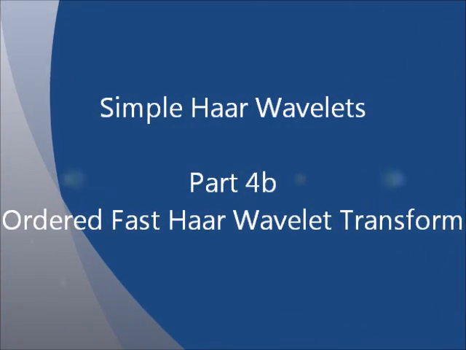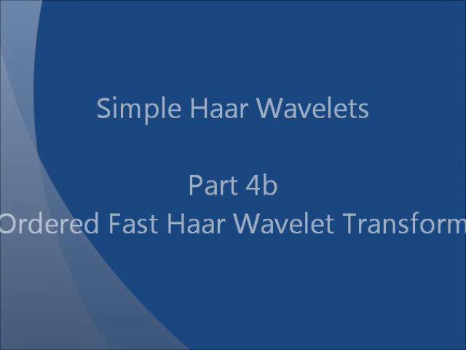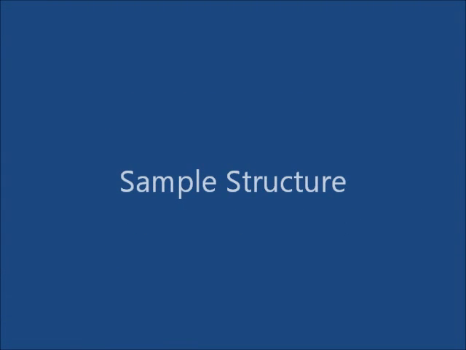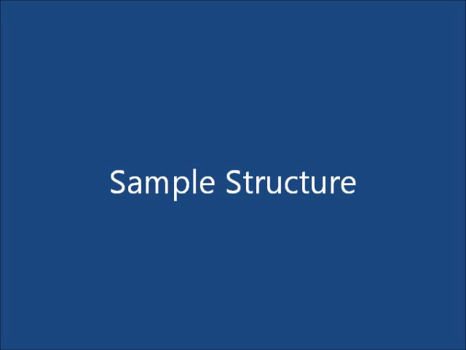Okay, let's continue our discussion of the simple Haar wavelets, part B, ordered fast Haar wavelet transform. We will actually develop the computer code that will code up this algorithm, but we'll start with the sample structure that the code in the second half of the screencast uses. So let's go with a simple sample of two entries. The sample size has to be an integral power of 2, and this sample consists of the first half, S1, and S2. So the first half of the sample and the second half of the sample.